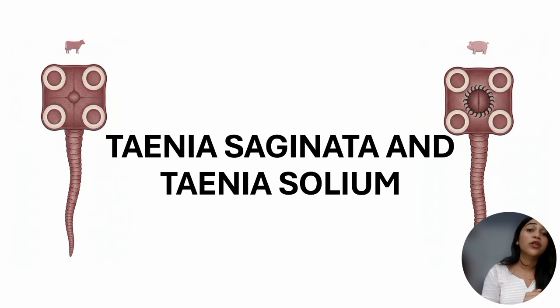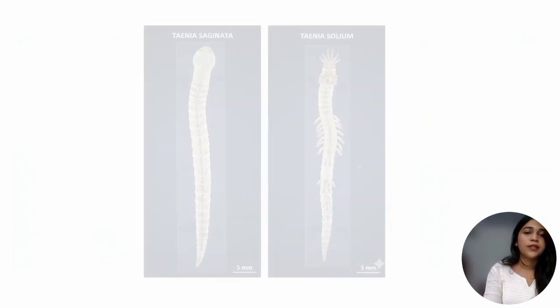So today we are going to study Taenia saginata and Taenia solium. Both are flatworms coming under the phylum Platyhelminthes and the class Cestoda. So let's get into the class.